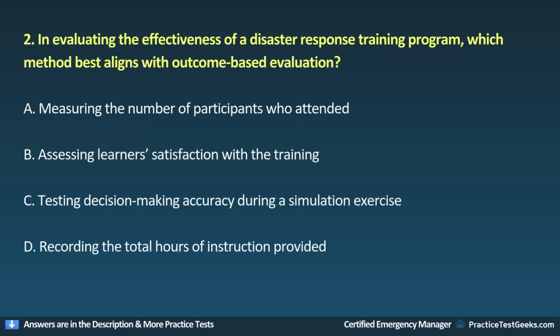2. In evaluating the effectiveness of a disaster response training program, which method best aligns with outcome-based evaluation? A. Measuring the number of participants who attended. B. Assessing learners' satisfaction with the training. C. Testing decision-making accuracy during a simulation exercise. D. Recording the total hours of instruction provided.